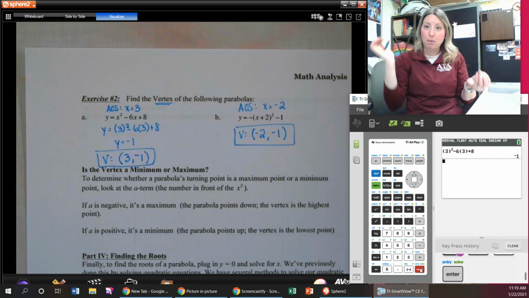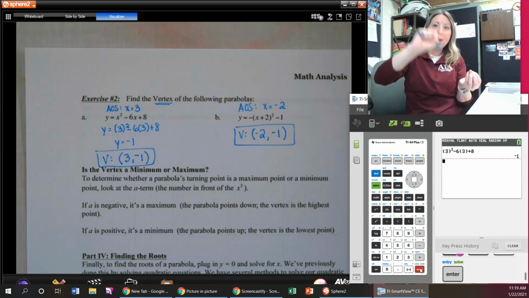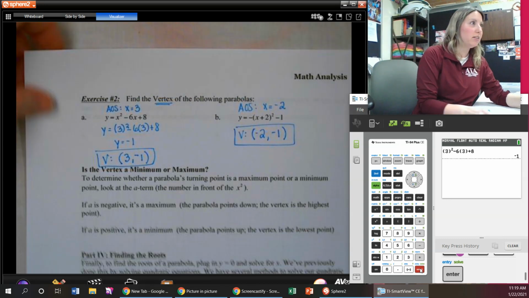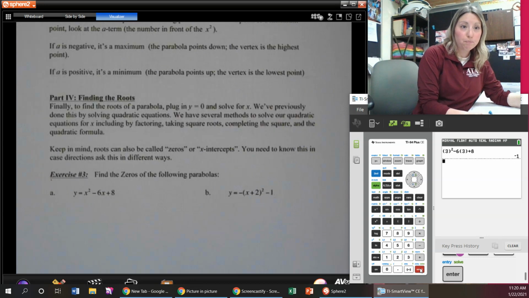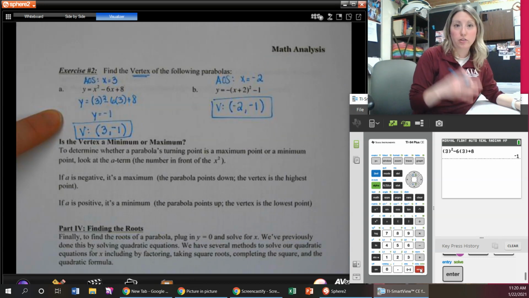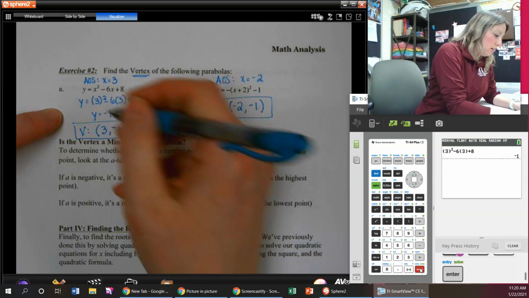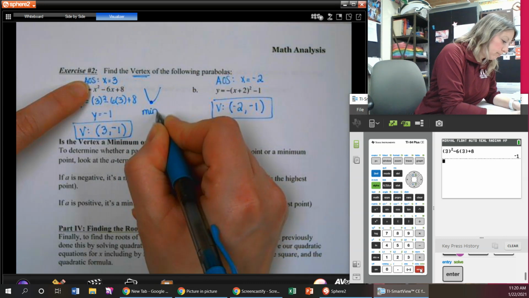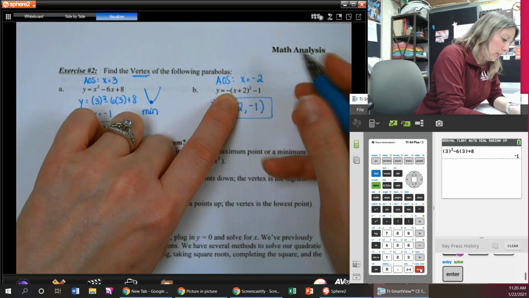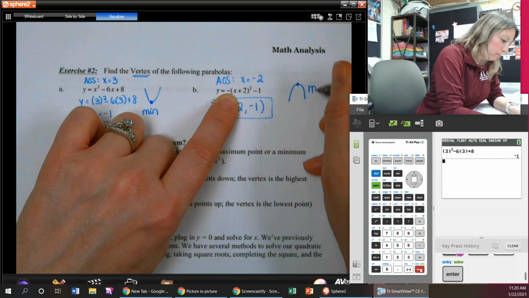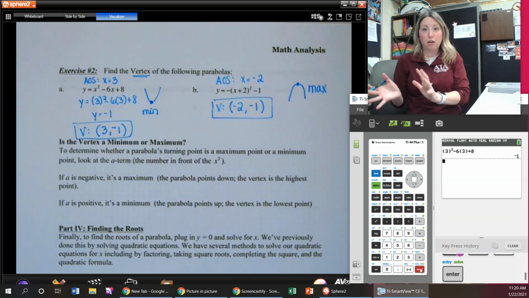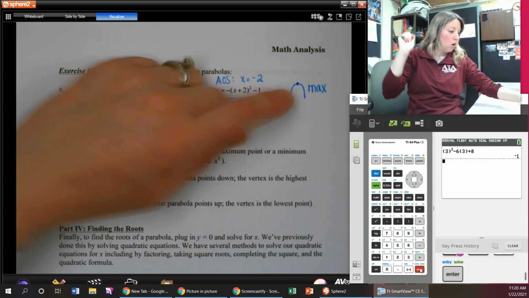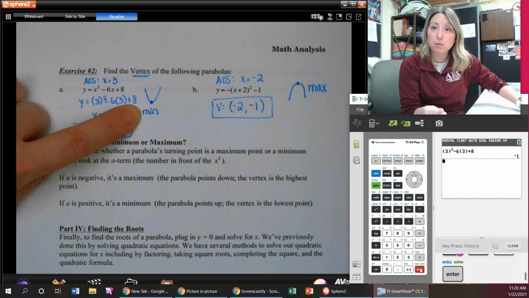Smiley face parabolas have a positive x squared term. Frowny face parabolas have a negative x squared term. That's how you can remember it. Nice, easy way to do it. So, when it comes to both of these, I'll just sketch and then let you know. Positive x squared, this is a minimum. Negative x squared, this is a maximum. That's how you can determine if your vertex is the top point in a parabola, the maximum point, or the bottom point in a parabola, the minimum point.